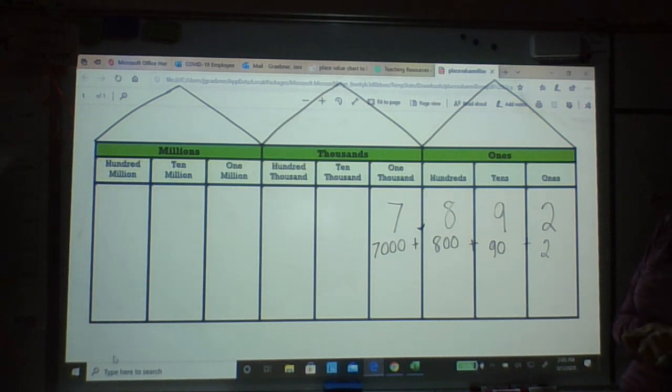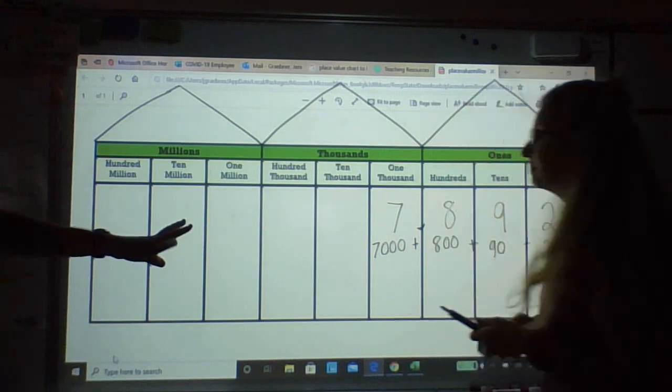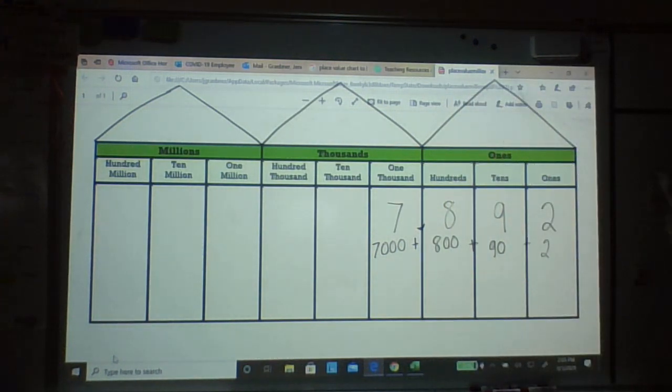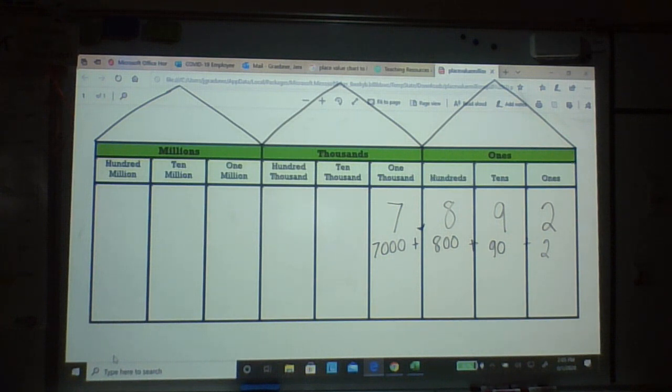Are you ready to try another one, Mr. Slider? I'm going to try it, yes. Can you write some words for it while we're at it? I sure can. Because that's the hardest part. I'm so glad you asked.